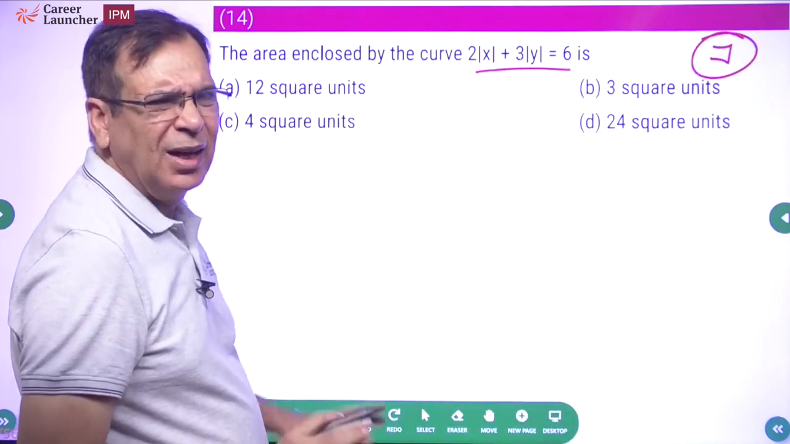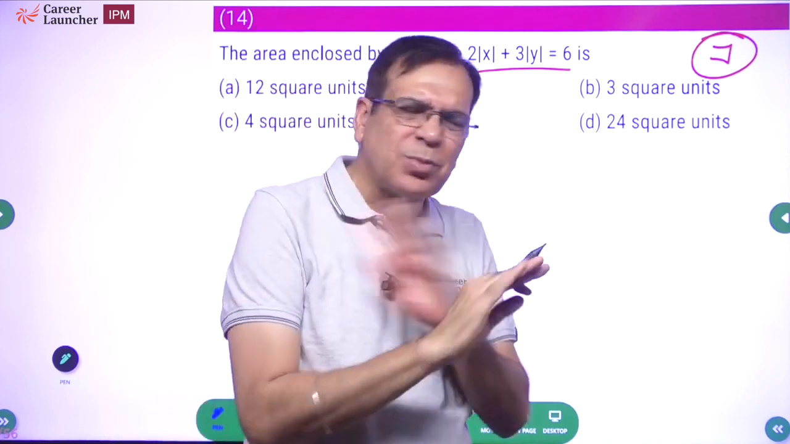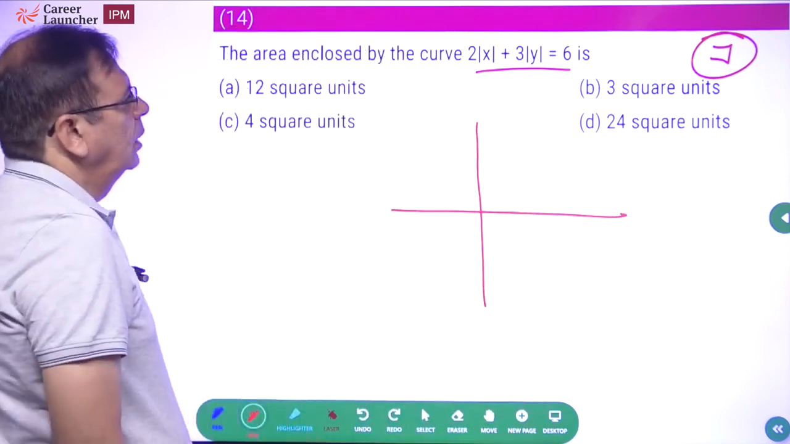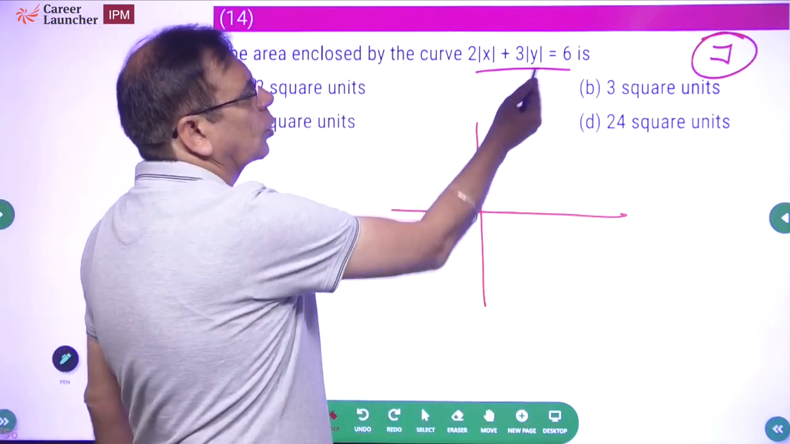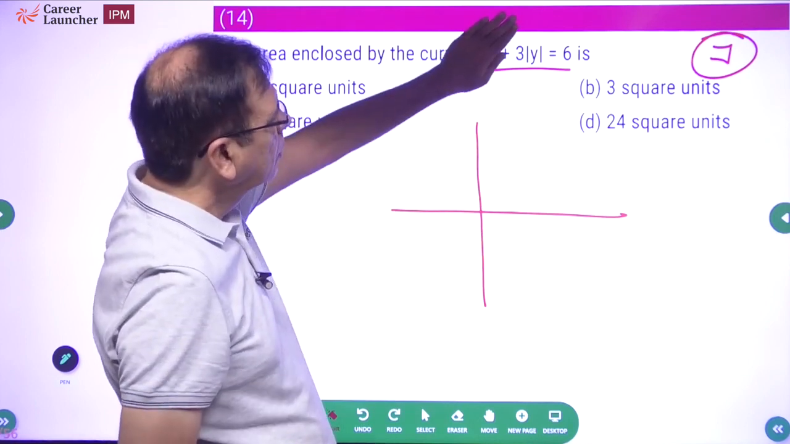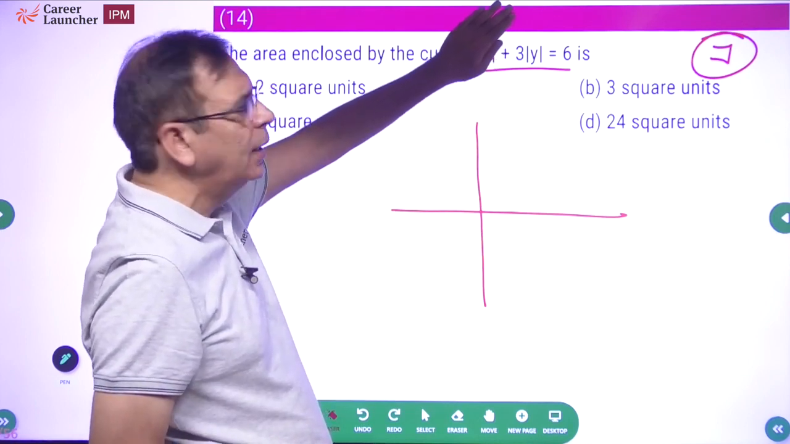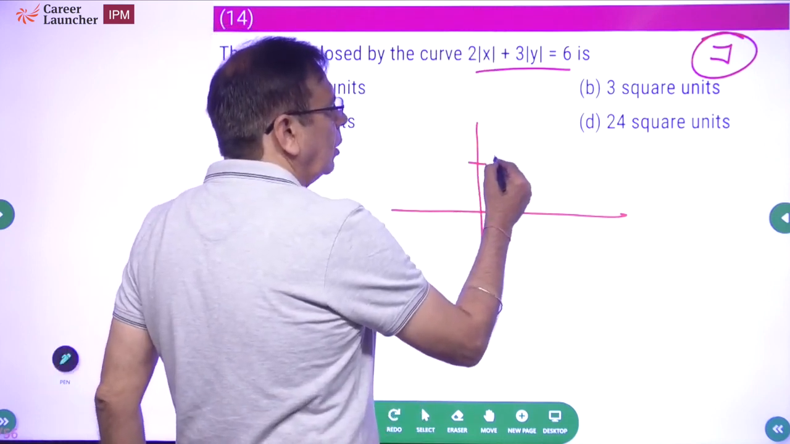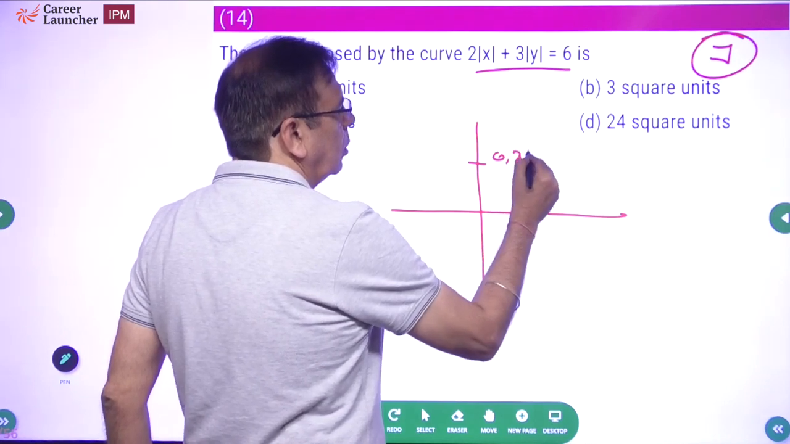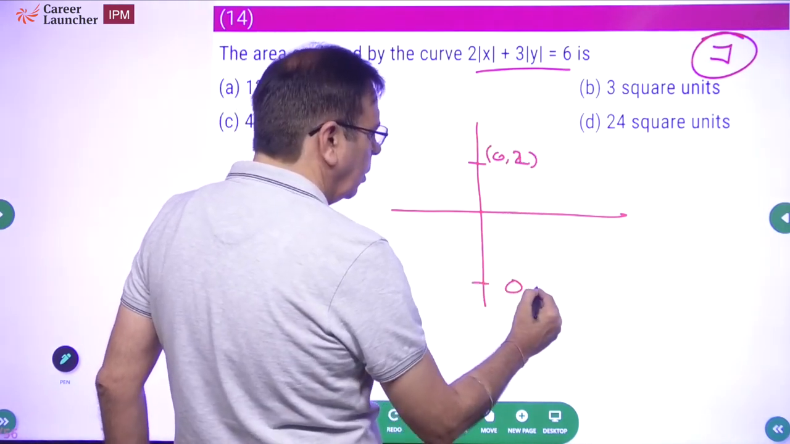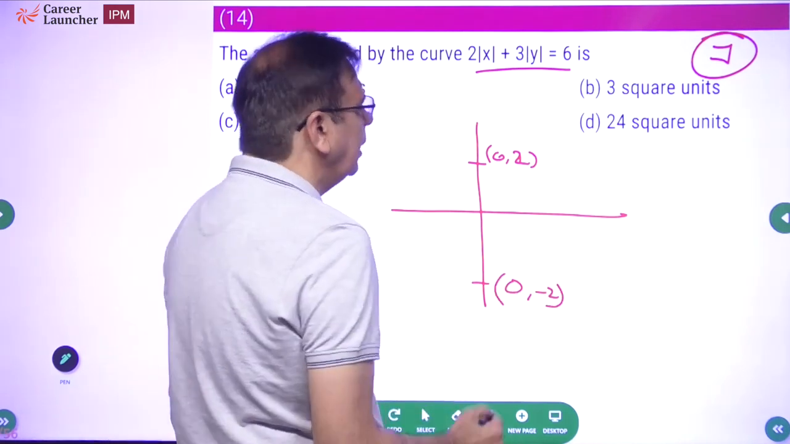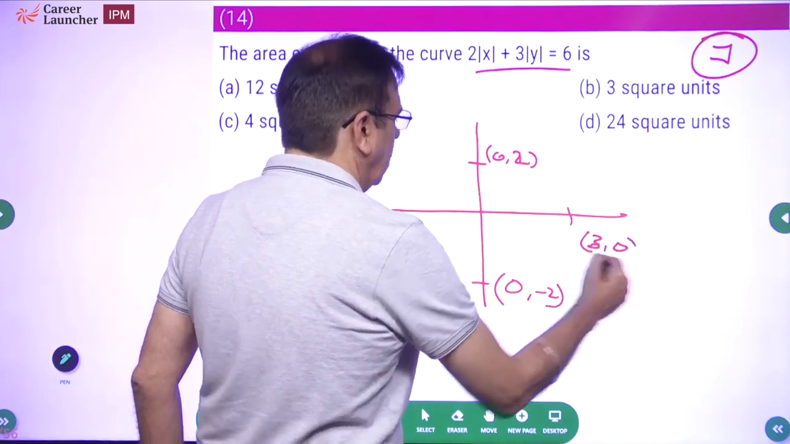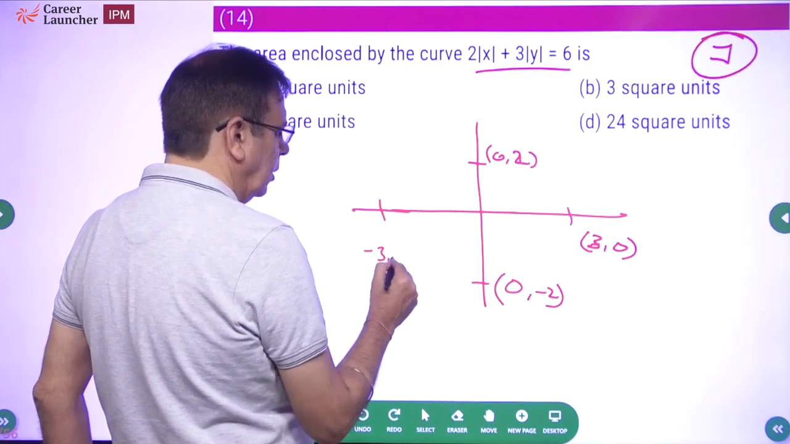Draw the figure. Geometry, coordinate geometry, बिना फिगर बनाए कोशिश मत करो, टाइम बर्बाद करते हैं हम लोग बिना फिगर बनाए करने के. Okay, if x is equal to 0, what will be y? If x is 0, that means 3y will be 6, or y can be either +2 or -2. So x is 0, y can be 2 or -2. So 0, 2, और इस साइड पे आ जाएगा 0, -2. Similarly, if y is 0, x will be either +3 or -3.